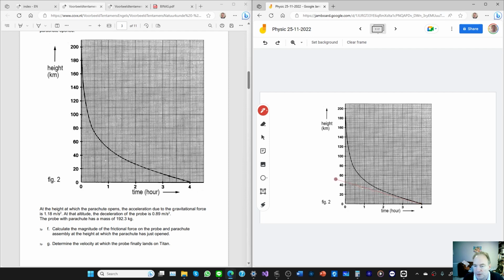But it's a little bit easier to do on paper, in your exam paper. Just draw this line. I don't really have the hang of it in Jamboard here. Okay, and then take the furthest point possible. So we have slope equals delta y divided by delta x.